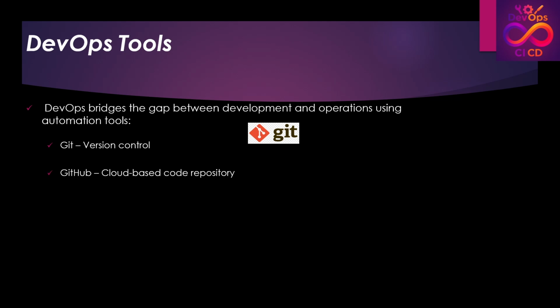GitHub is a cloud-based repository. We can host an online repository where we can store our code and track changes. Jenkins is an open source automation server. We can use it to integrate with multiple tools like Git, GitLab, Kubernetes, OpenShift, and a number of other tools.